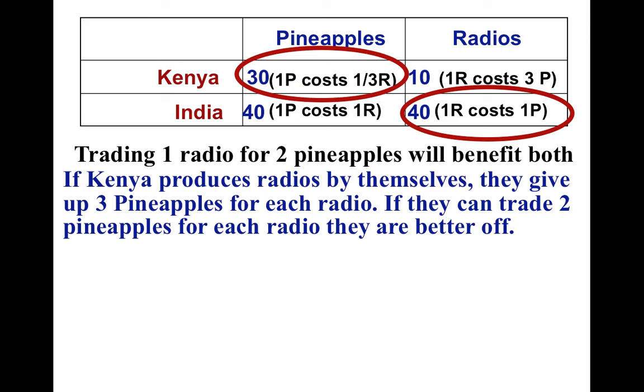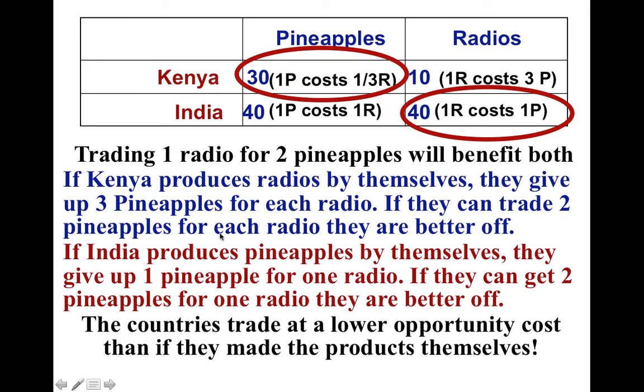So the way I would approach this, guys, I would look at this and say, okay, pineapples, radios, let's see. If we were to trade pineapples, they would need to save pineapples, so less than 3, but they want to gain, they need more than 1, which then leaves us with 2. Here we go. So this one down here says if India produces pineapples by themselves, they give up 1 pineapple for 1 radio. If they can get 2 pineapples for 1 radio, they're better off. If Kenya produces radios by themselves, they give up 3 pineapples for each radio. If they can trade 2 pineapples for each radio, then they are better off. So that number falls in between those 2 numbers over there.